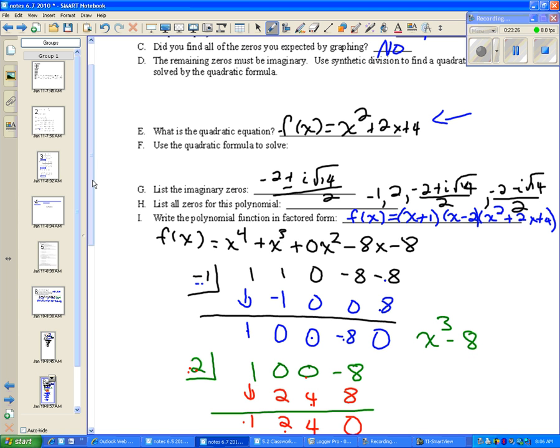Those are my notes. Those are my answers to these 3 examples. Hopefully that makes sense to you.